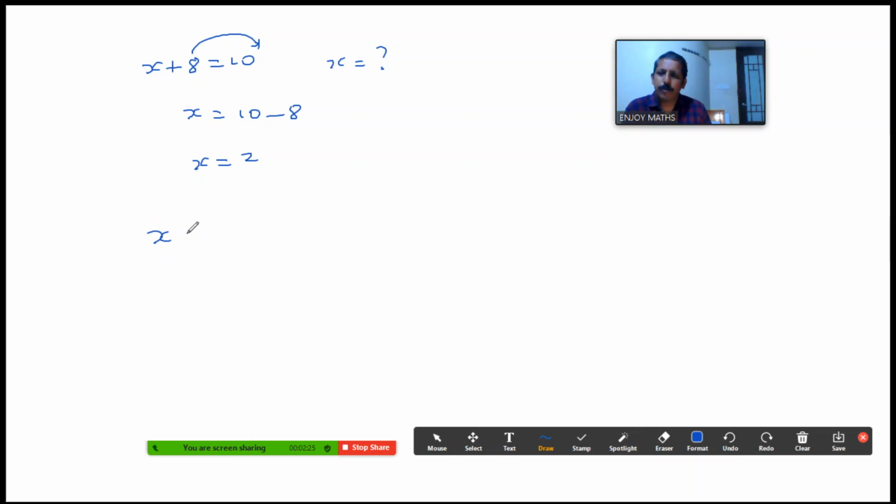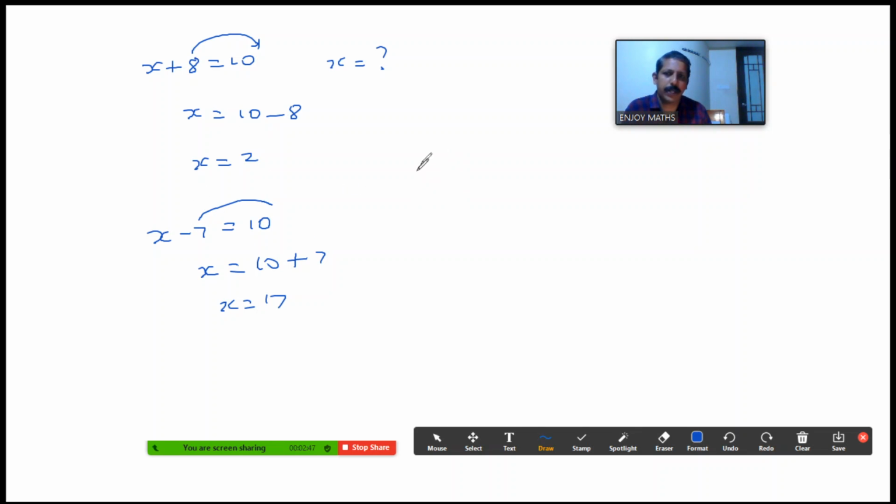Suppose I just give you x minus 7 equal to 10. Then what happens? This 7 goes this side. So x is equal to 10 plus 7, because minus becomes plus. So x value becomes 17. So this is plus and minus.